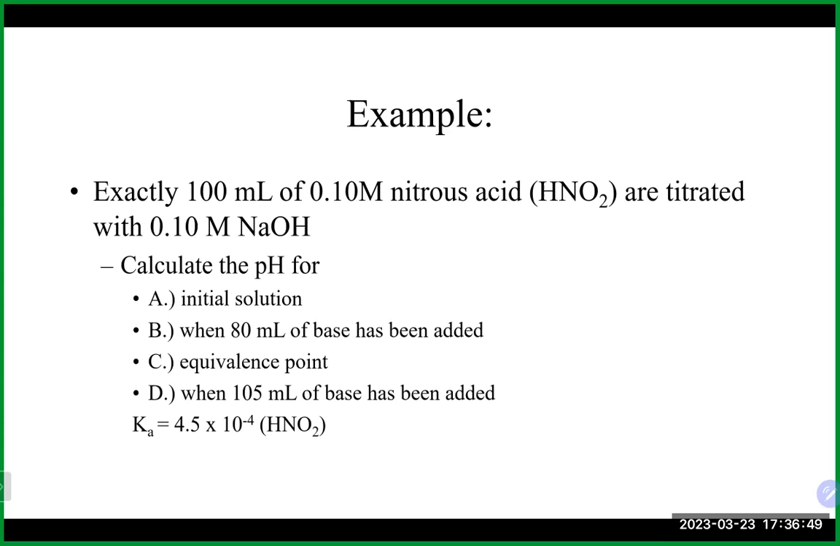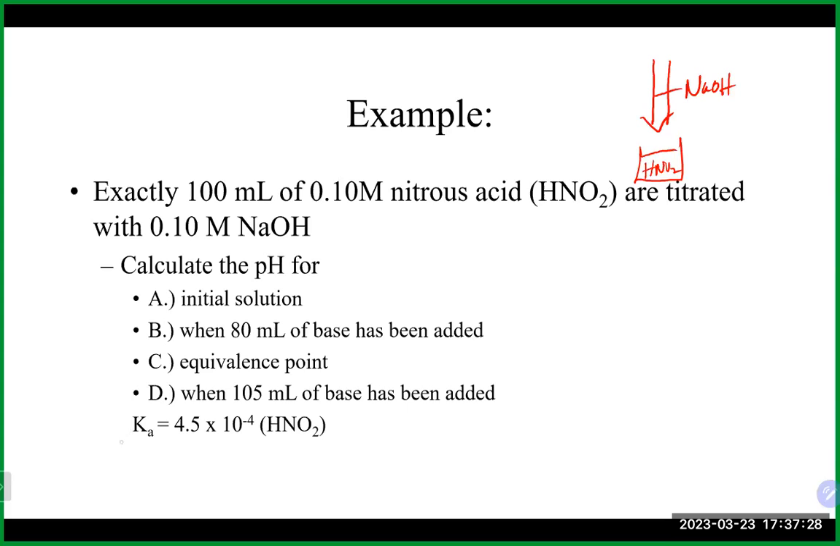And you were supposed to finish this example here at home, and hopefully you did. If not, I guess we'll do it together. So let's take a look at this example here. In this titration, we're titrating 100 milliliters of 0.1 molar nitrous acid with 0.1 molar sodium hydroxide. So again, the setup in this titration is we are going to have our sodium hydroxide up in the burette, and we are going to add it to the acid, which would be our nitrous acid here.